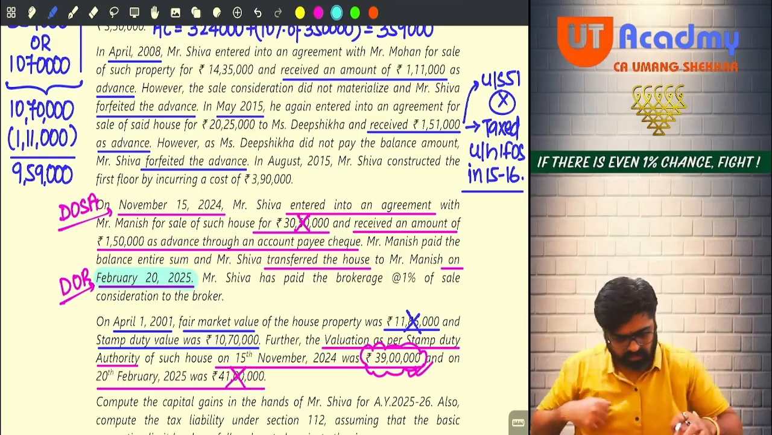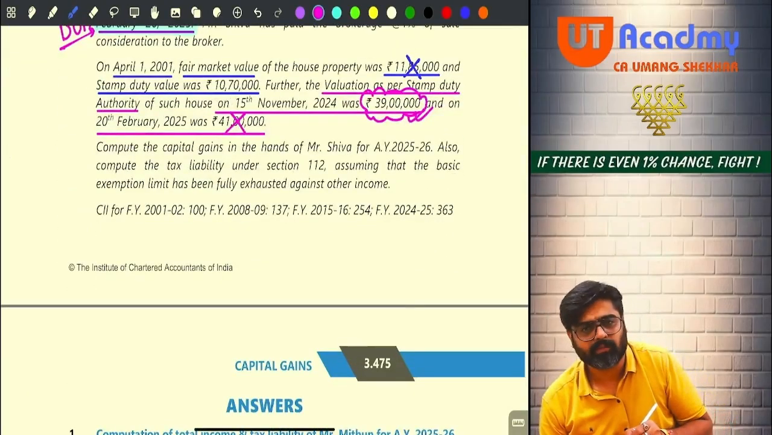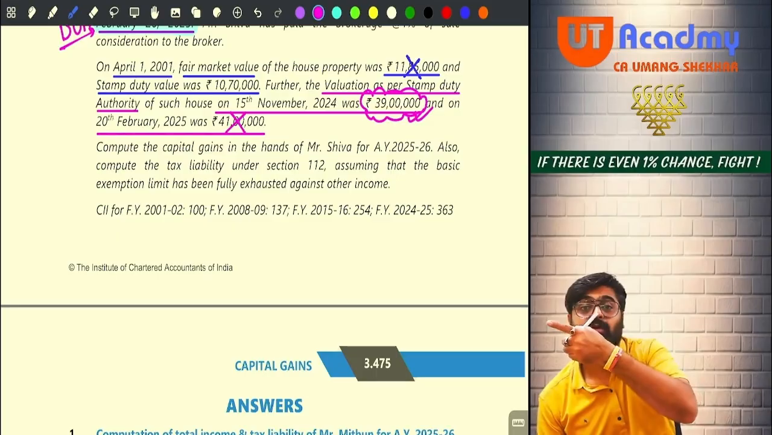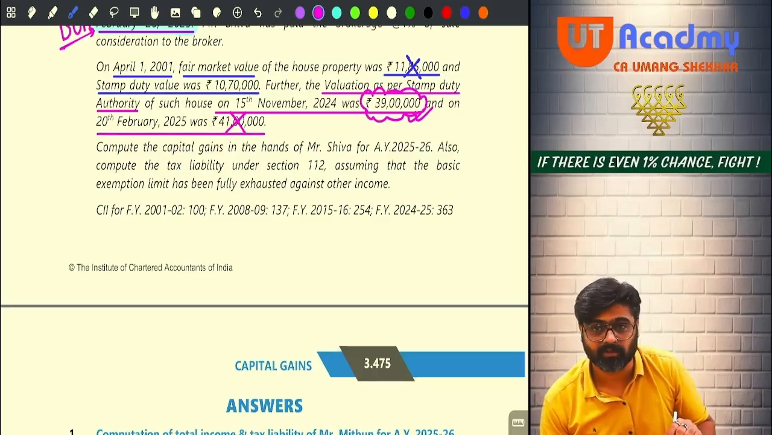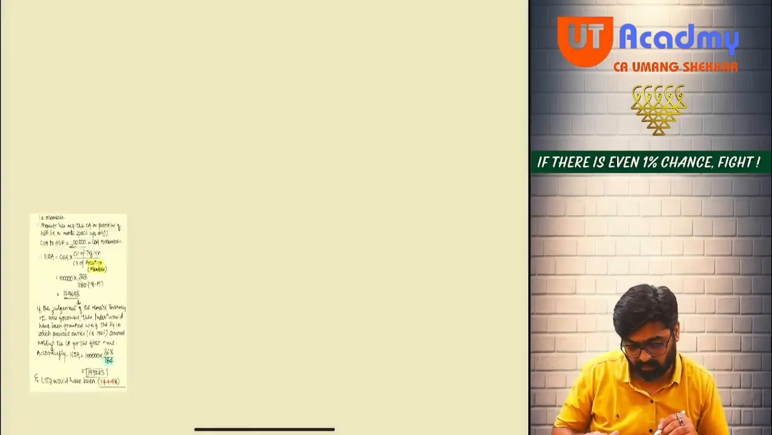What are you going to do? Simple, sir. You will take the full value of consideration. Will you take sale consideration, or as per 50C, the amount of stamp duty value will be taken as full value of consideration? Yes or no? So now your presentation will look something like this. Wait, I'll tell you. Wait.